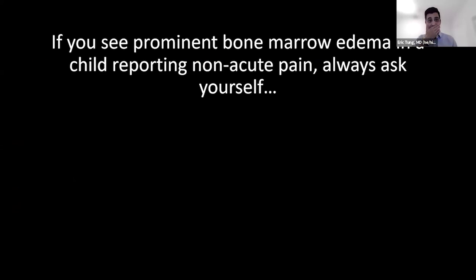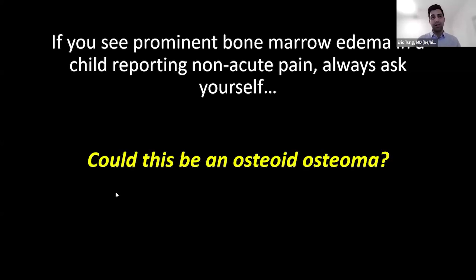The final thing I want to leave you with is this key take-home: if you see prominent bone marrow edema in a child, a young adult, or an adolescent, and they're reporting non-acute pain without any trauma, I just want you to ask yourself, could there be an osteoid osteoma here? I want you to take that second look through these sequences, look for that small tumor, that small nidus that could be hiding in an atypical location or with an atypical presentation, because you can really help your patients a lot by making this diagnosis and suggesting it early.